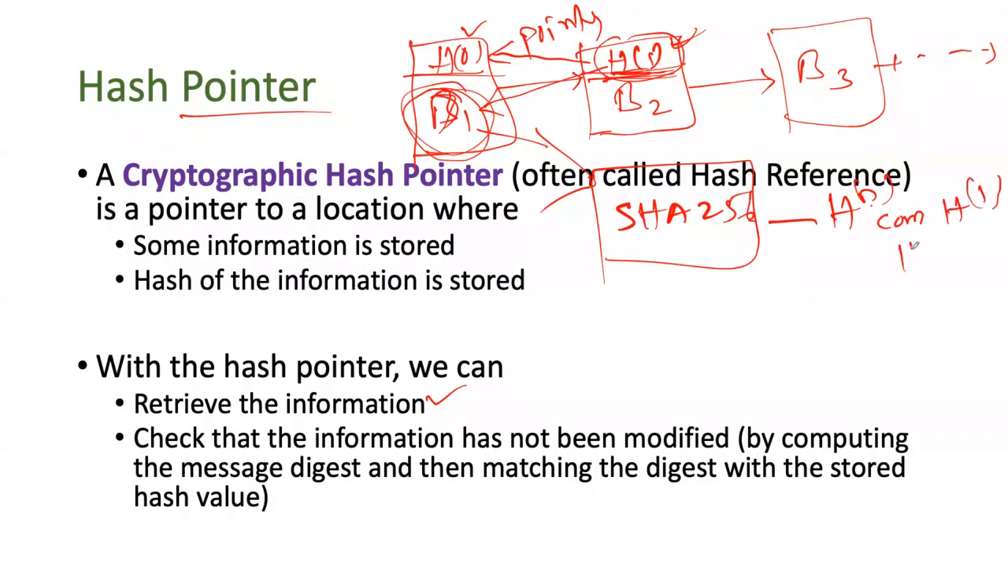If both are matching, it will give 0. That means no modification. If not equal to 0, then there is a modification. So by computing the message digest and then matching the digest with the stored hash value, by doing the bitwise operation, if it gives the same result, then no modification, or else it's a modification.